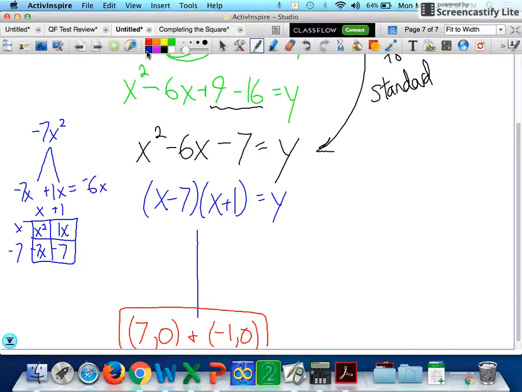If you don't, remember the way we work this out is x minus 7 equals 0, add 7, x equals 7. That tells me that whenever x equals 7, this will be 0, and 0 times anything is 0, meaning that's when my y is 0. Similarly, x plus 1 equals 0, minus 1, x equals negative 1. When x equals negative 1, this y equals 0. Okay?